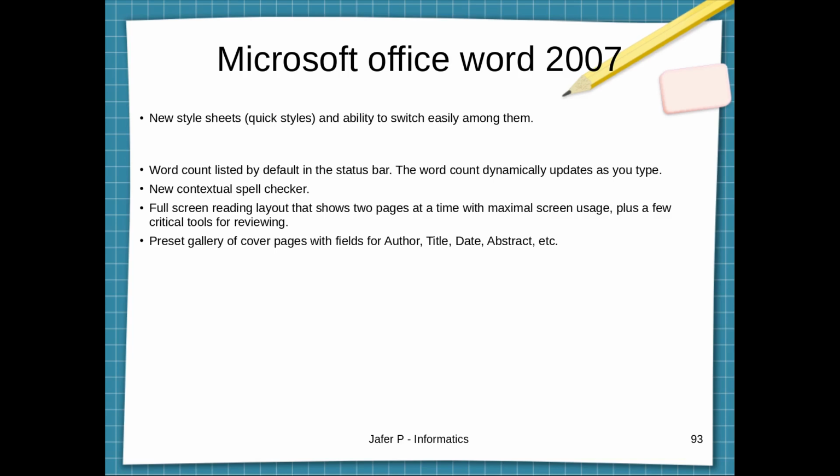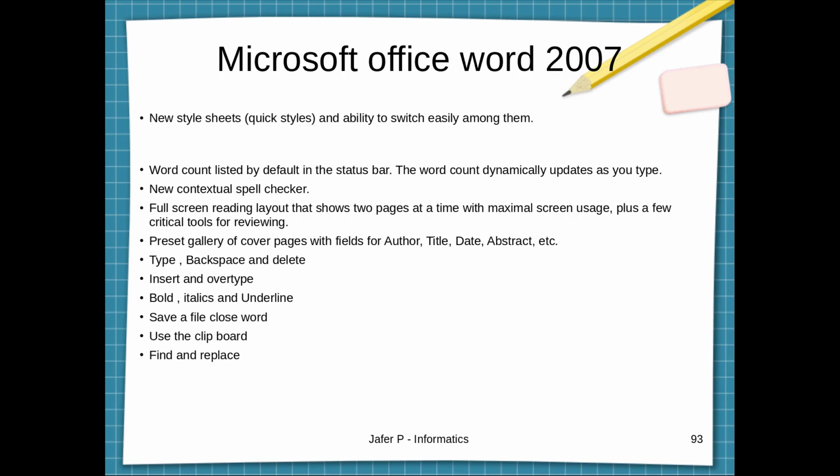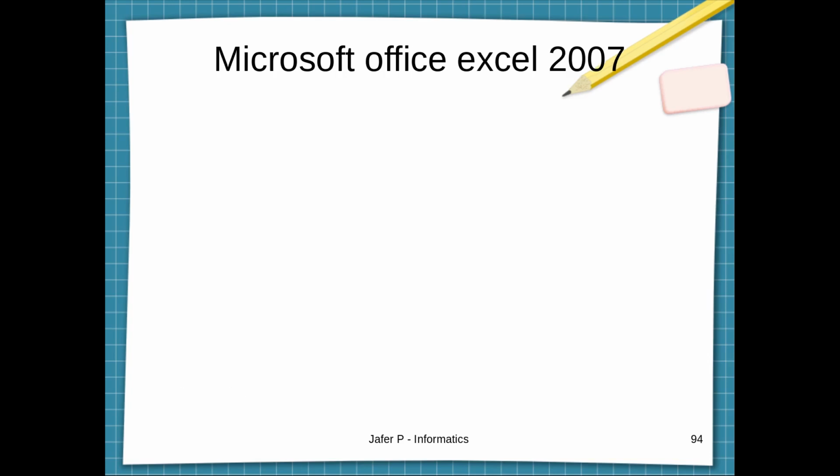Preset gallery of cover pages with fields for author, title, date, and abstract. So the metadata information is also there. Preset gallery of cover pages. Type, backspace and delete. Insert and overtype, bold, italics and underline. All these features are also there in the previous version, but there are improved features as well. Save a file and close. Use the clipboard. Find and replace. Formatting paragraphs and choosing styles. Align paragraphs, etc. Right? All these are the features of Word.